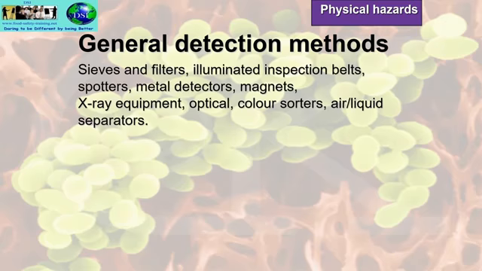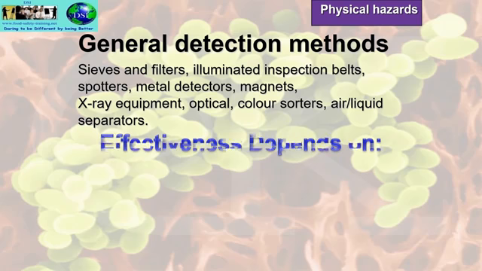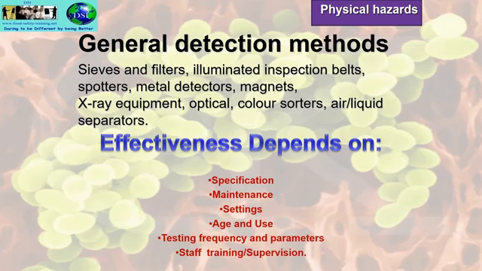General detection methods include sieves and filters, illuminated inspection belts, personal spotters on inspection belts, metal detectors, magnets, X-ray equipment, optical systems, colour sorters, and air and liquid separators. Their effectiveness really depends on specification, maintenance, settings, age and use, testing frequency and parameters, staff training and supervision.